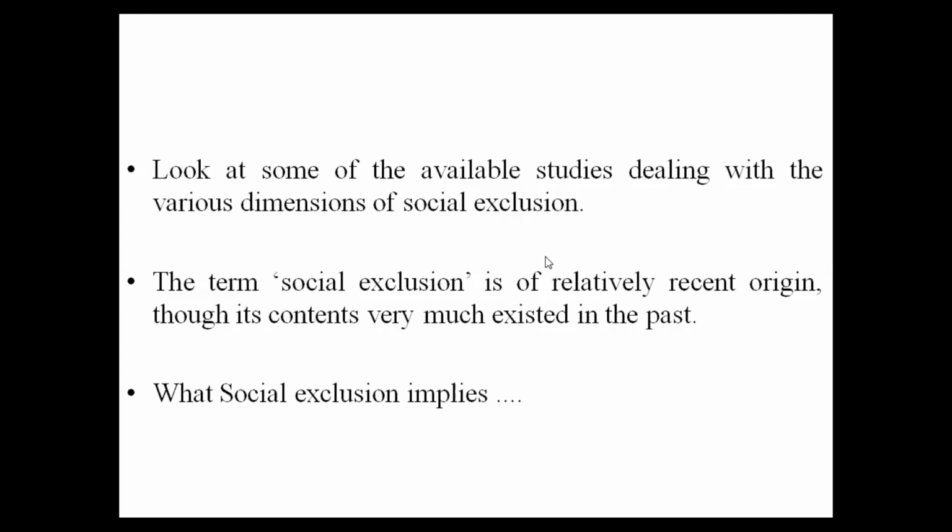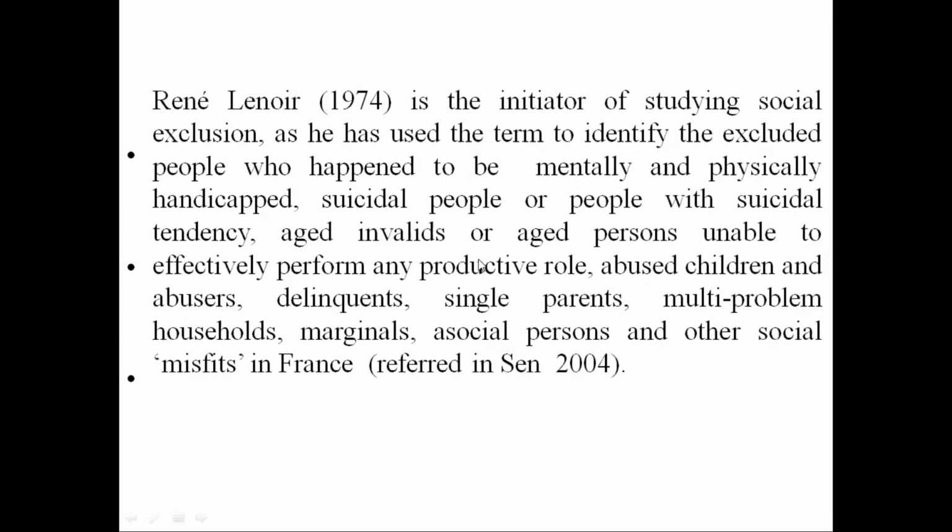Now, who was the person who was looking at the concept very closely? René Lenoir was the researcher who coined the term social exclusion while doing studies on poverty. When a critical analysis of the study on poverty was done, in the analysis this term social exclusion came into existence. And there were further studies carried out from that point of time, that means in the later half of the 20th century. Lenoir identified different excluded groups.